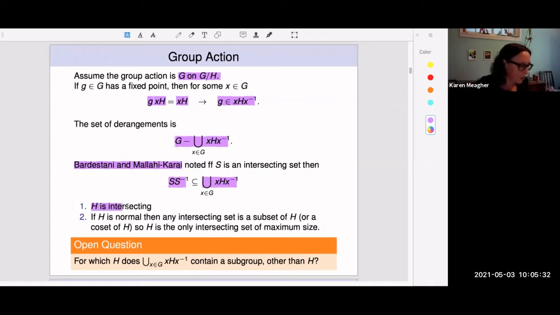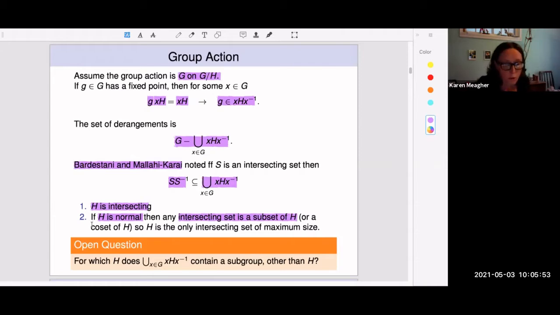One thing that you can note, obviously H is going to be an intersecting set. And if H is normal, then this is a really easy thing to work with. If H is normal, when we take the conjugates, we only ever get H back again. So we can see that any intersecting set is going to be a subset of our H, and everything is pretty clear what happens then.